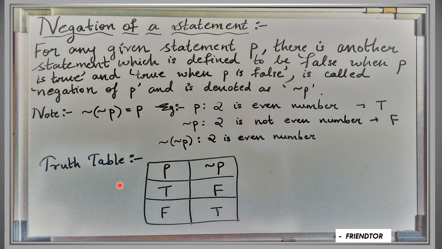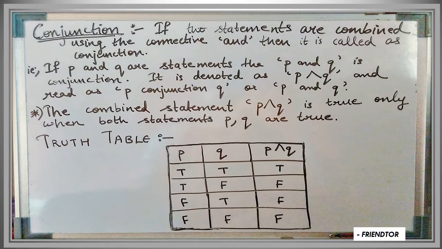Okay, so let's move on to the next logical connective. Conjunction. Conjunction means, if two statements are combined using the connective and, then it is called a conjunction. So if P and Q are statements, then P and Q is a conjunction. It is denoted as P ∧ Q.